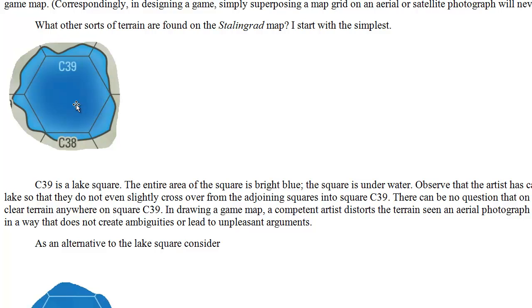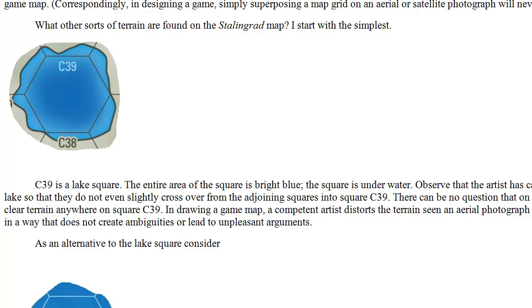C39 is a lake square. The square is underwater. Lake squares have the feature that they're impassable. You can't move units onto them unless they are frozen, which happens in snow weather. We haven't talked about snow weather yet.